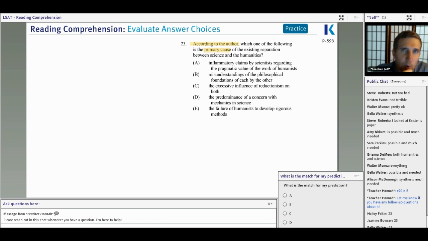Keep in mind, detail questions, generally speaking, should not be answered from memory. These are questions you should be researching. And what that also means is if you don't know where the primary cause is, skip this question. Come back to it later.